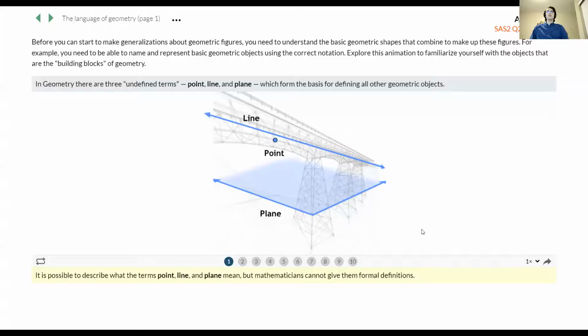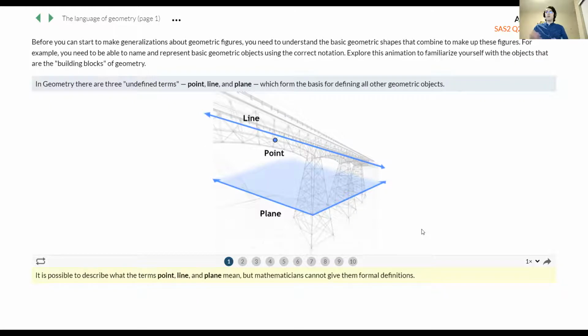First of all, we're going to talk about our three undefined terms, the building blocks of geometry. We call them undefined terms even though we have informal definitions for them because in mathematics, a formal definition is proving something, building it out of other things, right? So to prove something, I would build up from other things, okay?